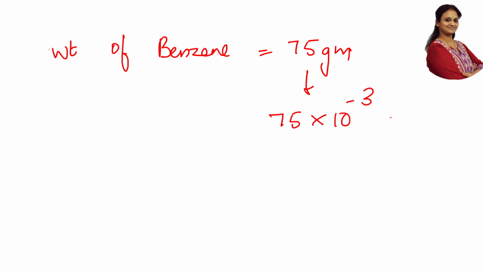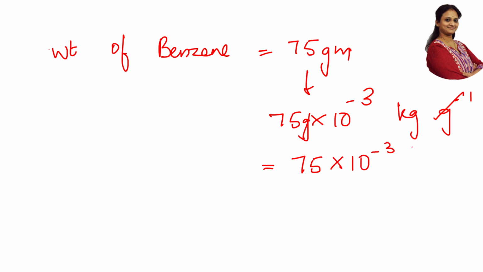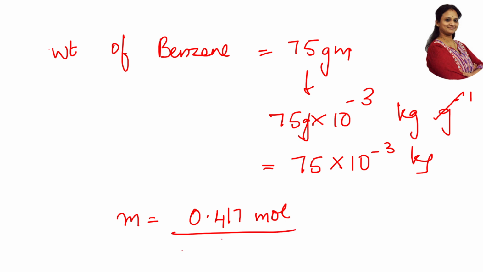So 75 into 10 raised to the minus 3. This is 75 gram, and this is 10 raised to the minus 3 kilogram per gram. So this gram and this gram get cancelled, and you will get 75 into 10 raised to the minus 3 kg. Substitute: molarity is equal to 0.417 mole, which we got on the earlier page, divided by 75 into 10 raised to the minus 3 kilogram. This comes to an answer of around 5.56 mole per kg.